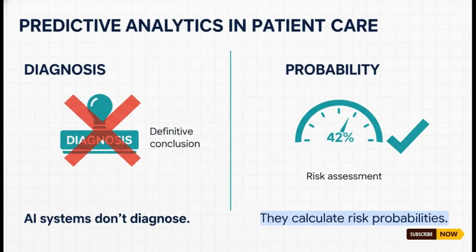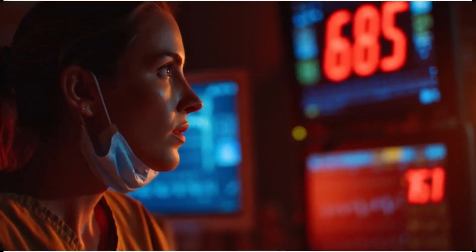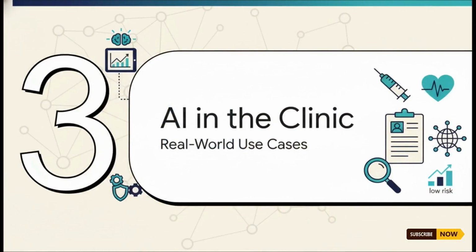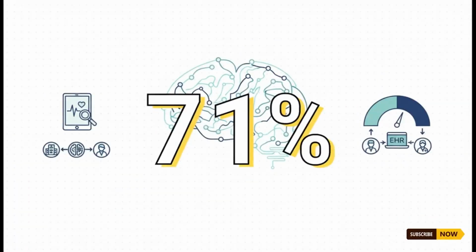It will say something like, based on these subtle patterns we're detecting, this patient has a 42% probability of deteriorating. Your job is to decide what to do with that information. Okay, so let's see how this concept actually translates into real tools that are being used in hospitals as we speak. This isn't science fiction, and it isn't coming soon.